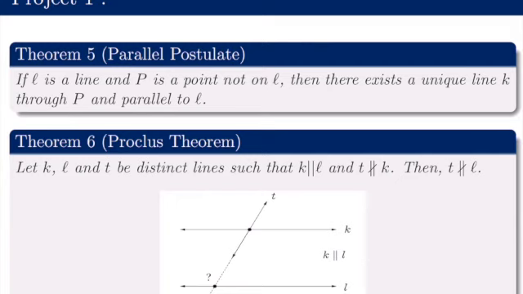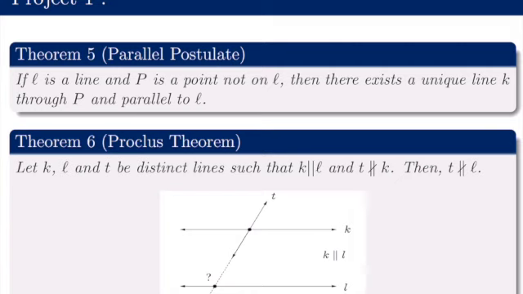The parallel postulate basically says, like I was saying, it's more specific and has the uniqueness property that theorem 9.3 lacked. So basically it's the same condition. If L is a line and P is a point not on L, then there exists a unique line K through P and parallel to L.